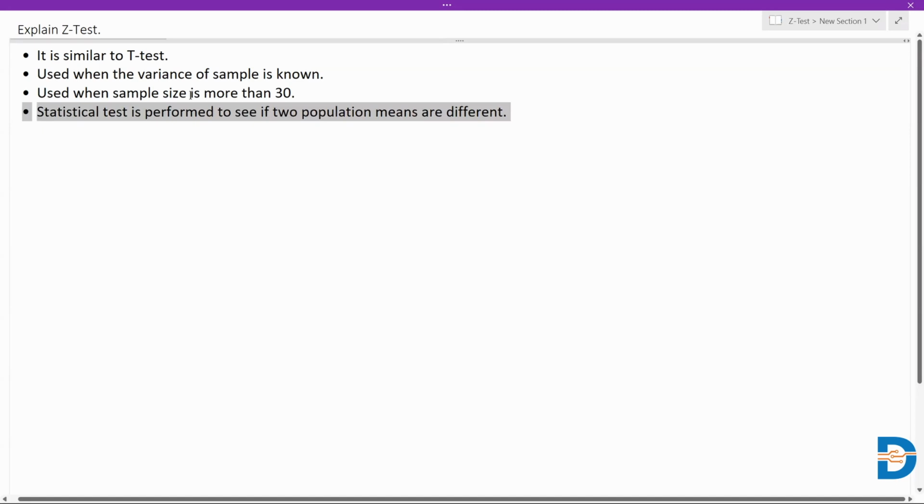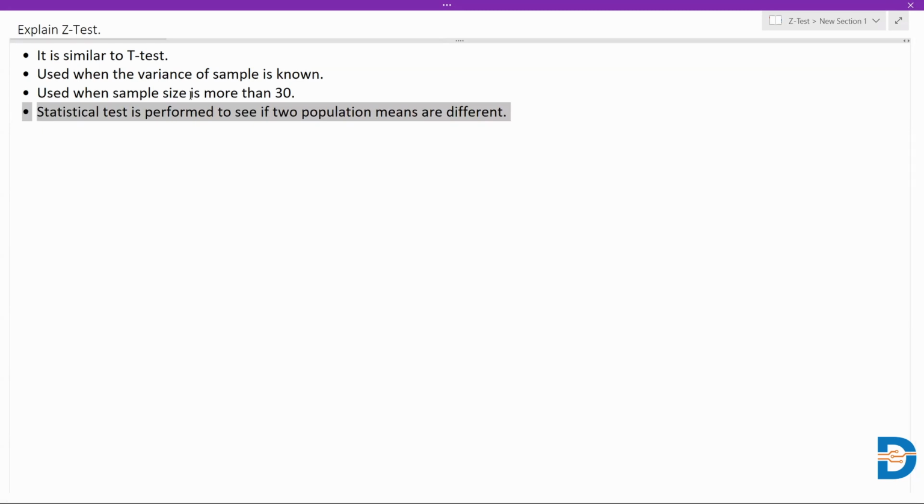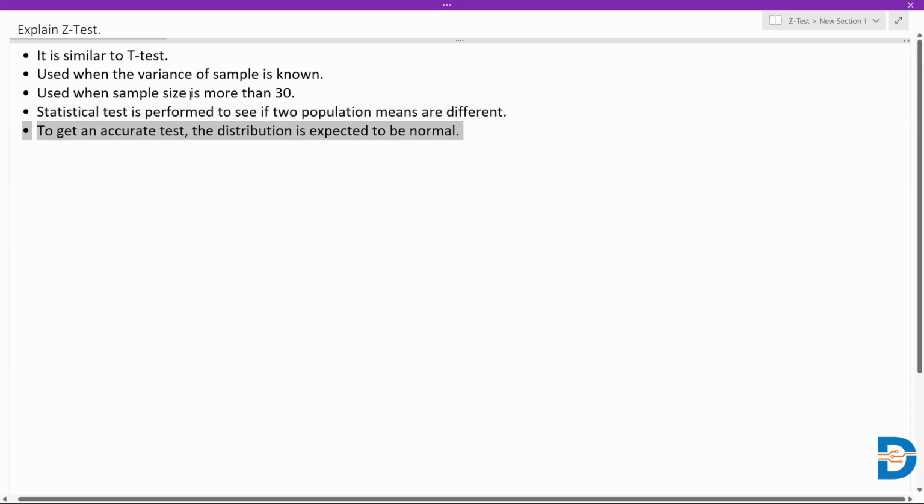Obviously, this particular statistical test is performed in order to check if two population means are different. This is similar to T-test. Even we perform T-test in order to see how different one population mean is from another population mean. So the Z-test similarly is also used to find if one population mean is varying, or how much it is varying, from another population, or if they're different or not.